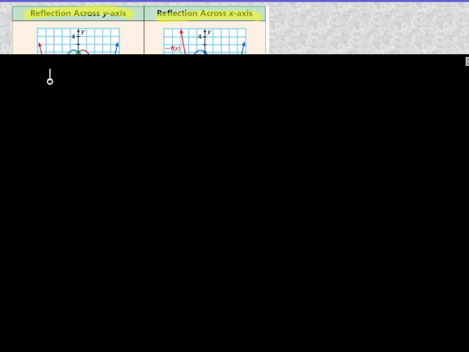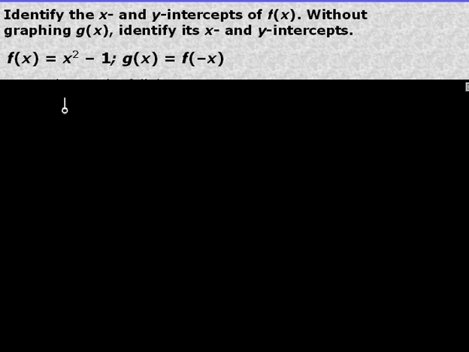Next example. Identify the x and y intercepts of f of x without graphing, and identify the x and y intercepts of g of x. All right, so this is a quadratic, and our transformation is a horizontal reflection, which means we're going to negate our x-intercepts.